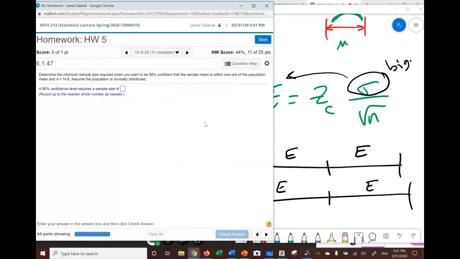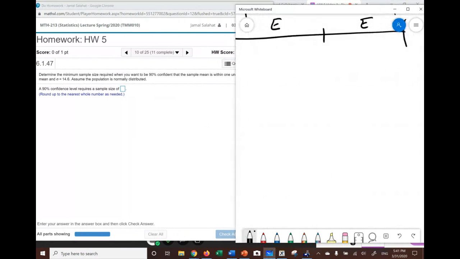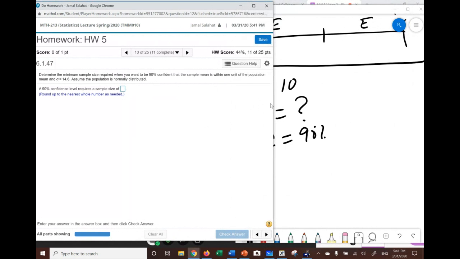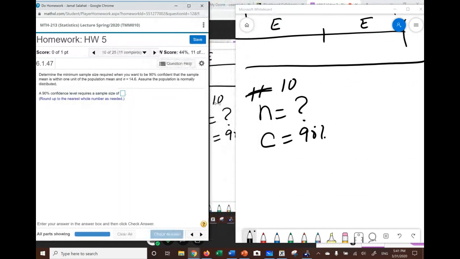Now, the next question, number 10. In number 10, it says in here, determine the minimum sample size, and we did something like this one. So they want us to find n, when the confidence level is 90%. And let me move this slightly, this way we can see the rest of the problem.